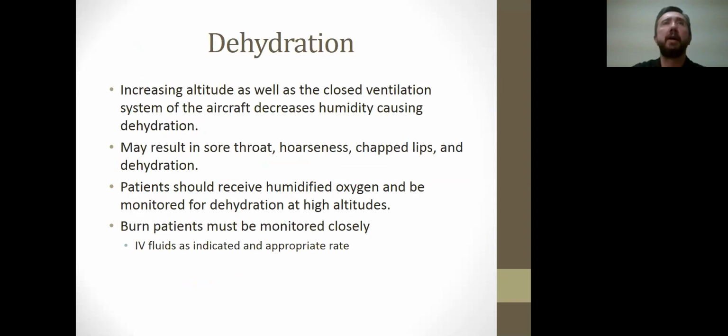Dehydration is always a risk factor with increasing altitude because the closed ventilation system of the aircraft is going to decrease that humidity, causing that dehydration. And even at higher altitudes, the air is dry naturally as it is. That can result in sore throats, chapped lips, and so forth, and even further systemic dehydration. So when monitoring the patient, if it's available, use humidified oxygen. Burn patients have several comorbidities. They're exposed to infection, hypothermia, and dehydration, so monitor those appropriately as well.